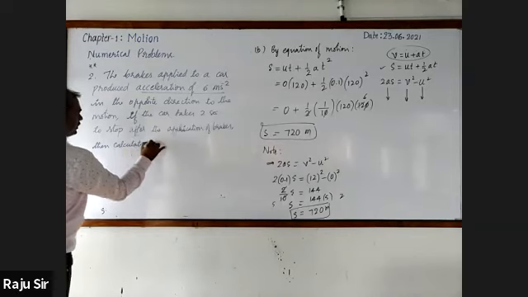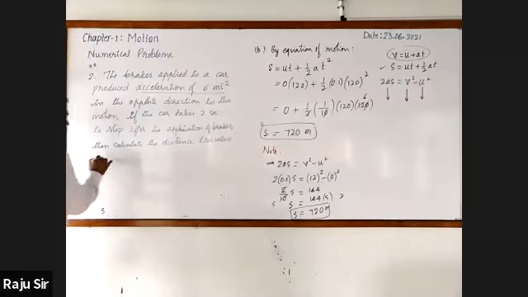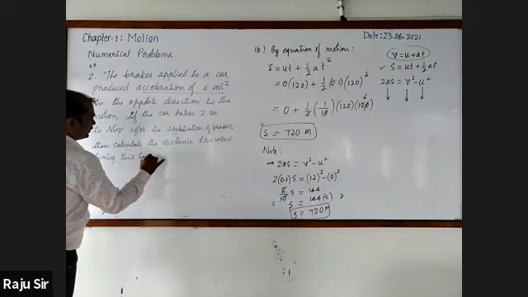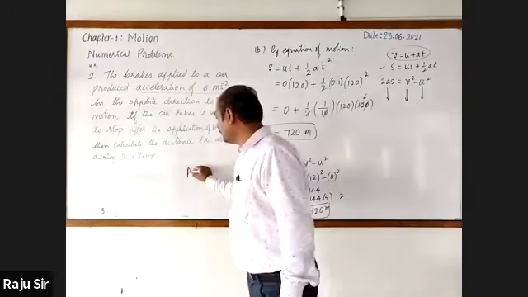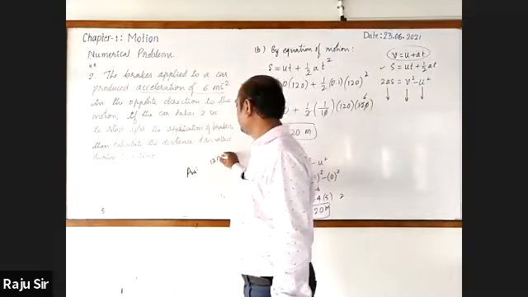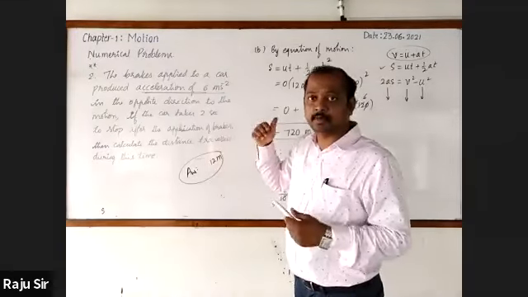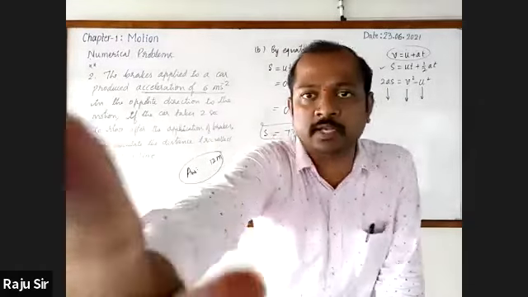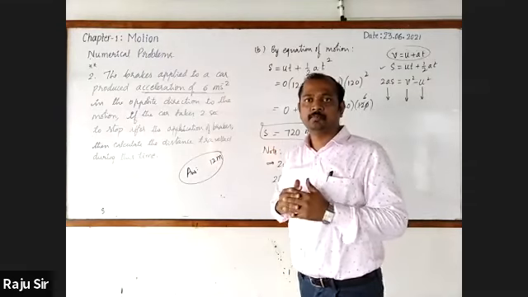Then calculate the distance traveled during this time. Your answer should be 12 meter. The acceleration of 6 meter per second square has already been given. As the car is decreasing its speed, it will be negative acceleration, so A equals minus 6 meter per second square. Sir, what is the velocity after application of brakes?